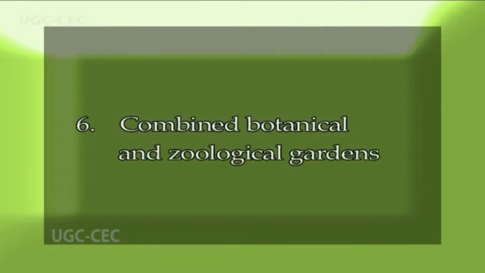Number 6, combined botanical and zoological gardens, are currently reassessing the roles of their botanical collections. Plant collections are being researched and developed that provide habitats for the displayed fauna, and interpretation of these habitats to the general public is an important element.